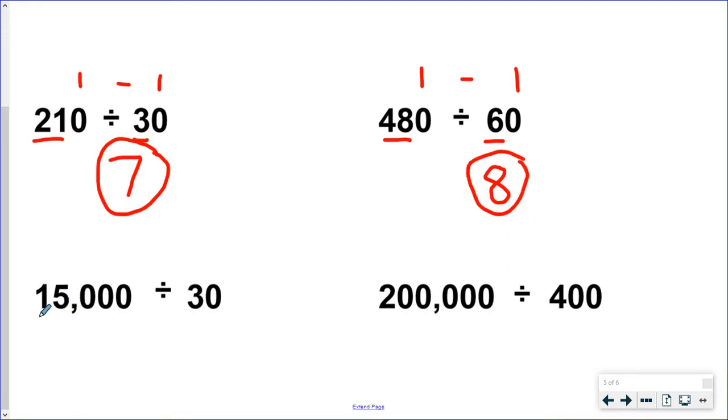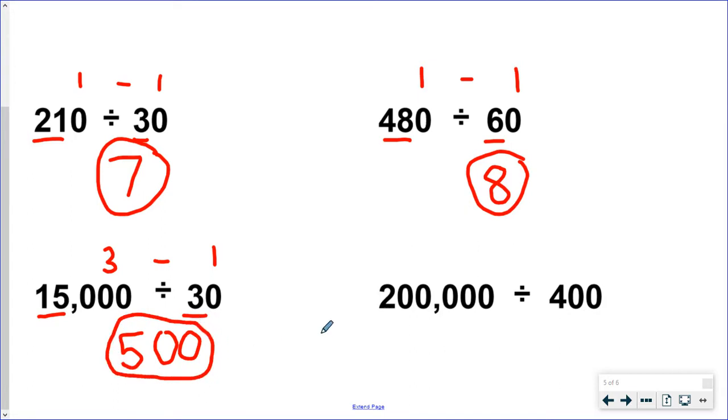If I scroll down to this one, again, I'm going to ignore the 15, ignore the 3 zeros. I have 15 divided by 3. What number would I multiply 3 by to get 15? I take 3 times 5 to equal 15. So I'm going to put the 5 down. Now let's go back and ignore the zeros. This side has 3 zeros. This side has 1 zero. So if I take 3 minus 1, 3 minus 1 is 2. That means I need to add 2 zeros on my answer. So this final answer here is going to be 500.